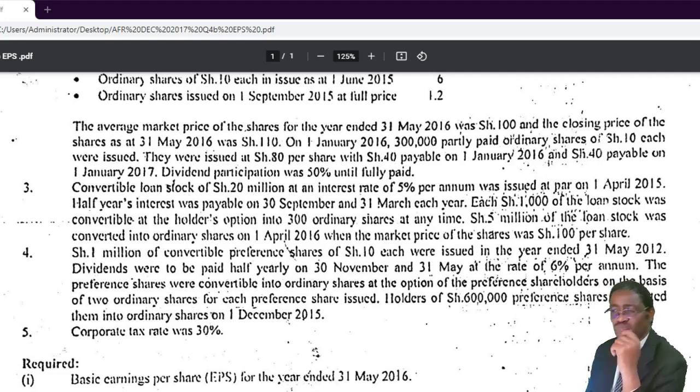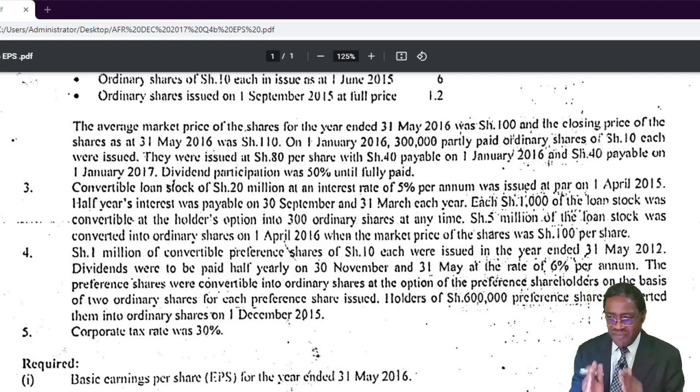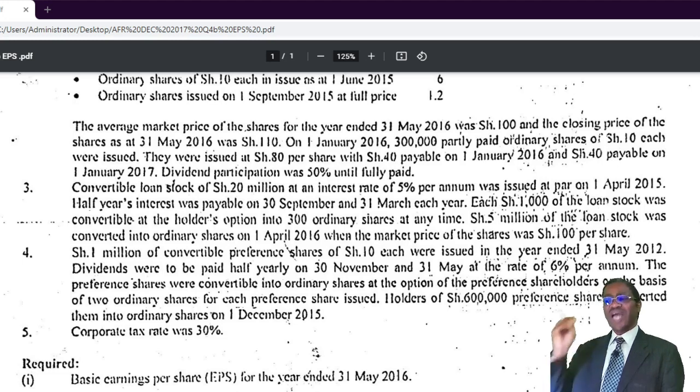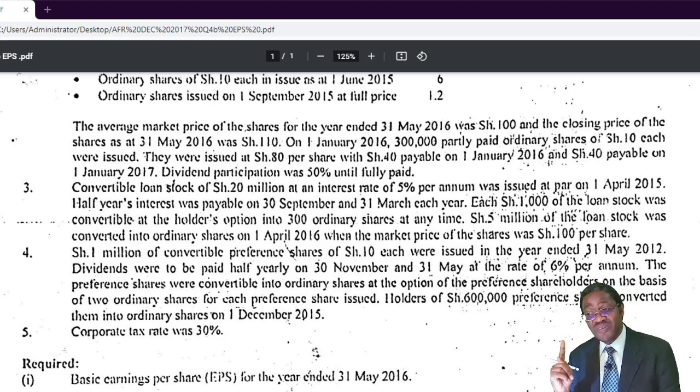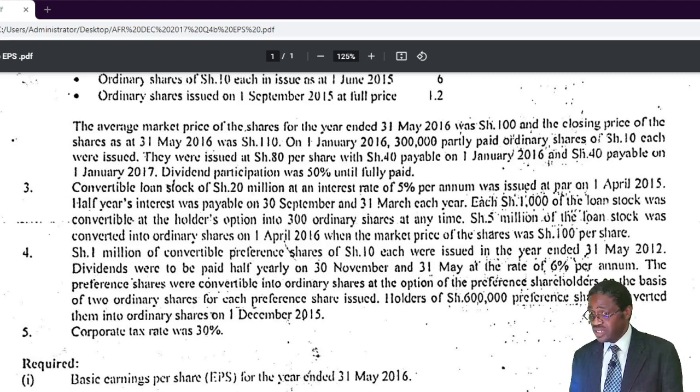Listen carefully. We began the year with preference shares amounting to 1 million. So it is obvious we paid dividend on that 1 million up to some point in time. After 1st December, we never continued paying dividends on 1 million shillings. Why? Because some of them converted and became ordinary, so we can't pay them preference dividends again.